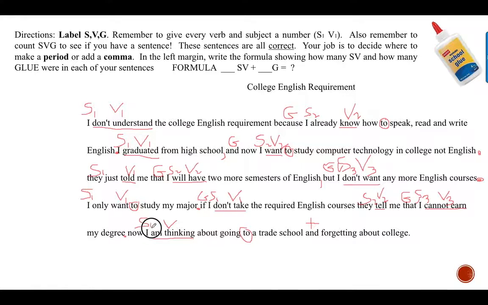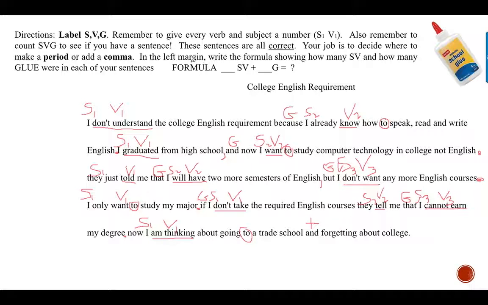Let's start again. I am thinking about going to a trade school and forgetting about college. There we go. So we have the first sentence. Now we're going to check our sentences. So I'd like you to take a minute and look at each sentence and write a formula for each sentence.